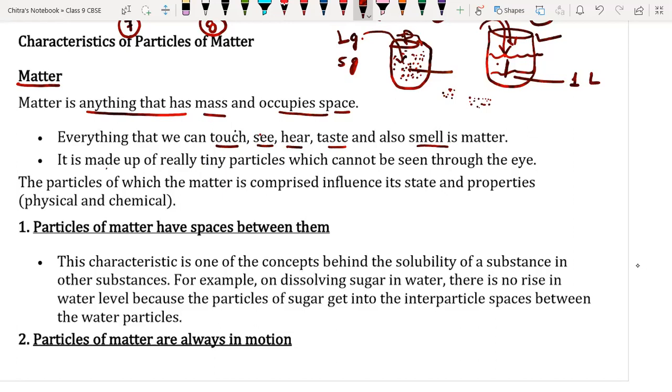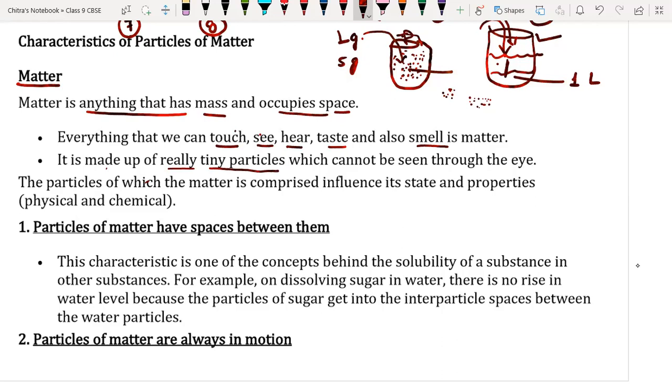Sometimes we can also sense the air. The air is always flowing continuously, it is a fluid, so we cannot see it, but we can sense it. So it is also matter. It is made up of really tiny particles. Whatever matter we have in our surroundings is made up of very tiny particles, and according to the definition by Rishi Kanad, they are indivisible particles also.